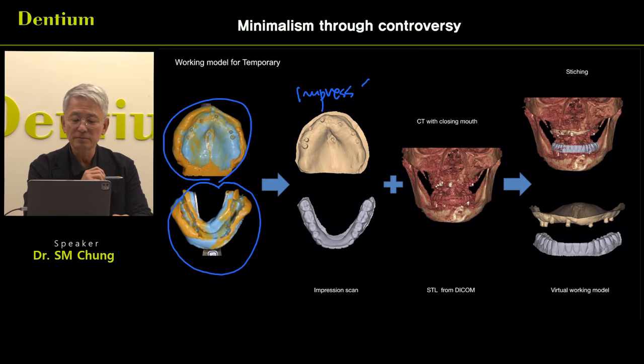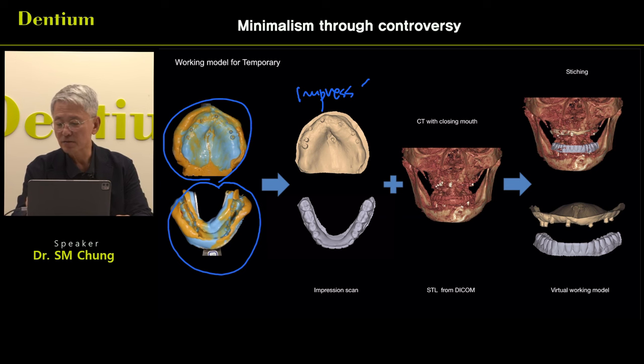After placing the 7 implants, we took an impression in the upper and the lower, and we did impression scanning, not model scanning. With that, we did stitching with the cone beam CT, and we have an STL from the DICOMs. Finally, stitching all together, we can make virtual working models.